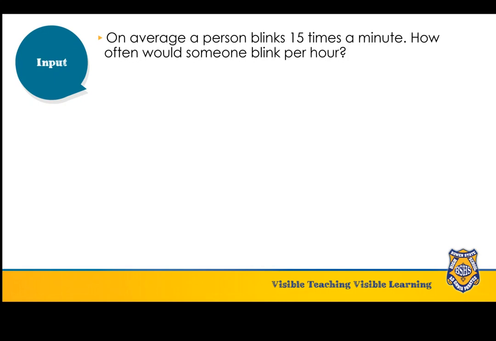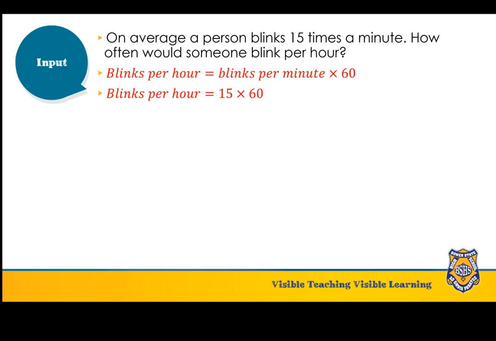Okay, so an average person blinks 15 times a minute. How often would someone blink per hour? Well, let's create an equation to solve this. Blinks per hour will just be blinks per minute times 60. If you do it a certain amount of times in a minute, you're going to do 60 times that in an hour. So subbing in our values, blinks per minute was 15, 15 times 60, and if you put that into your calculator, you should get 900 blinks per hour, roughly.